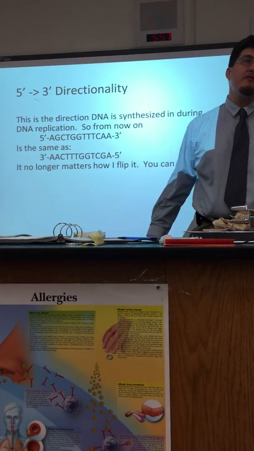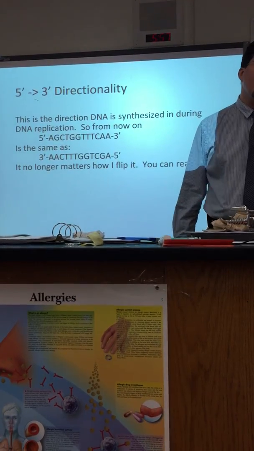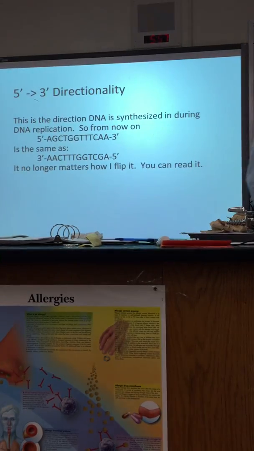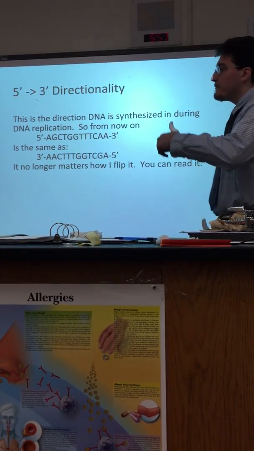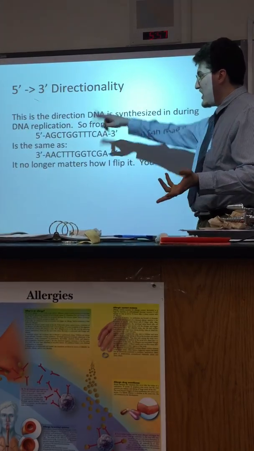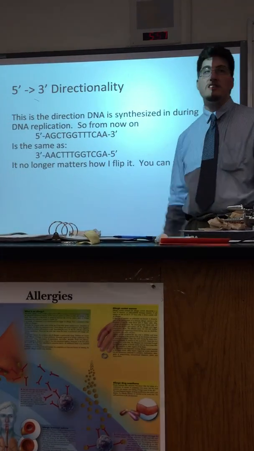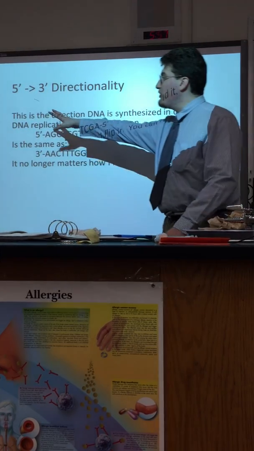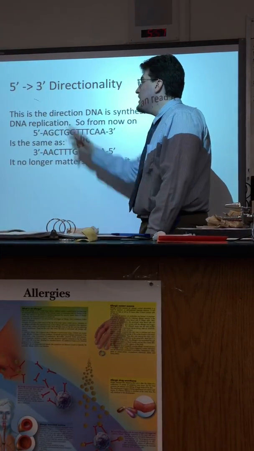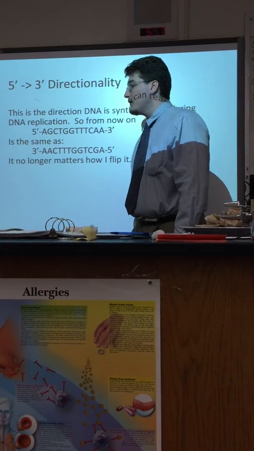If I give you a reading frame, you know what you're doing. You may not always be given a reading frame. If you're not, just bond them and link them as you would, just in order, in whatever order they give them to you. If you're not given a reading frame, 5' and 3', just link them in order.